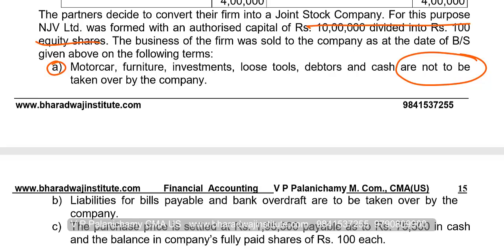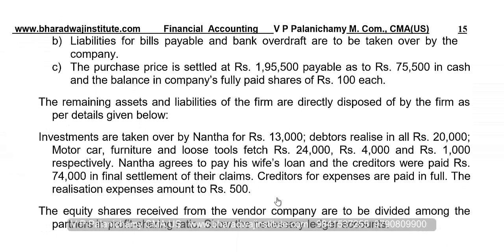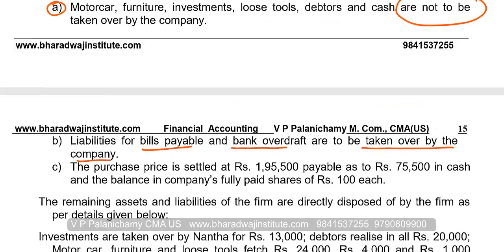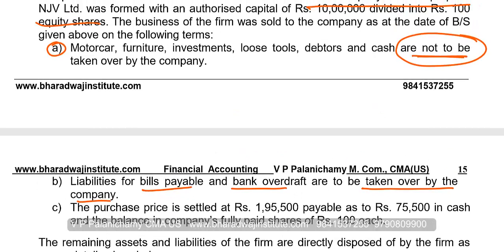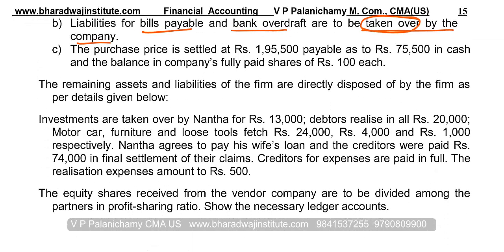In the assets they have specified what is not taken over, which means these assets will be sold by the firm. Liabilities: bills payable and bank OD are to be taken over by the firm. See, in the assets they have told what is not taken over. In liabilities, what is taken over is given.